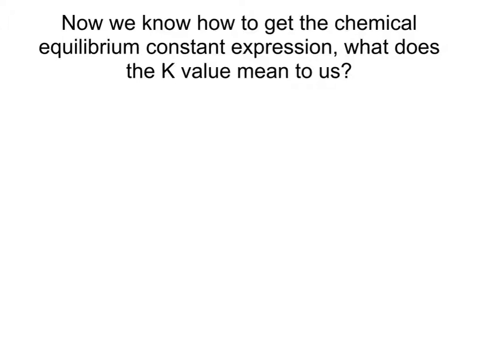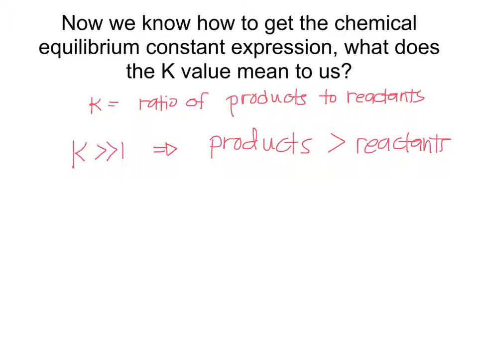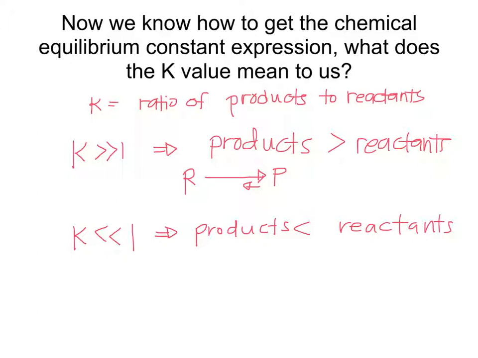So let's now understand what the K value actually represents. First and foremost, K is basically the ratio between the products and reactants. So, if K is larger than 1, this means that we have more products than there are reactants. It means the reaction favors going towards the products versus going backwards to its reactants. If K is less than 1, well then, at equilibrium, there are more reactants than there are products. So therefore, that means that the reaction is favored going towards the reactants instead of the products.